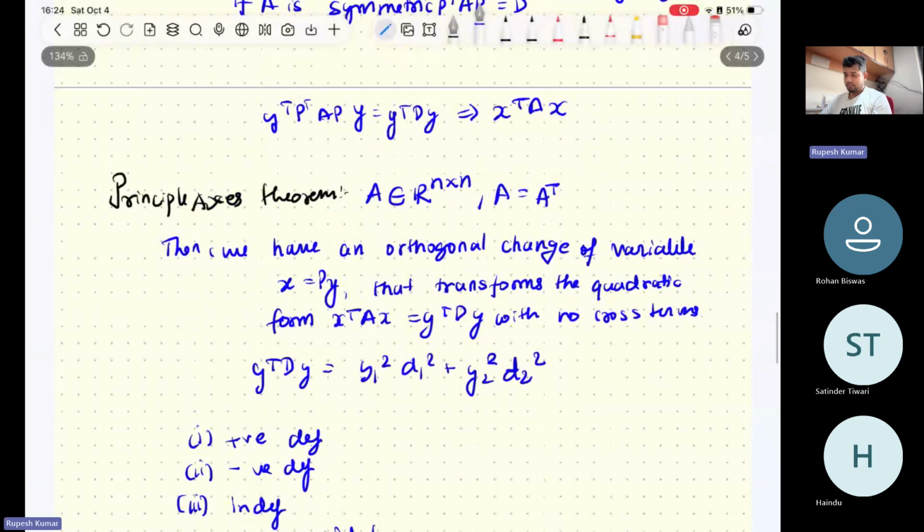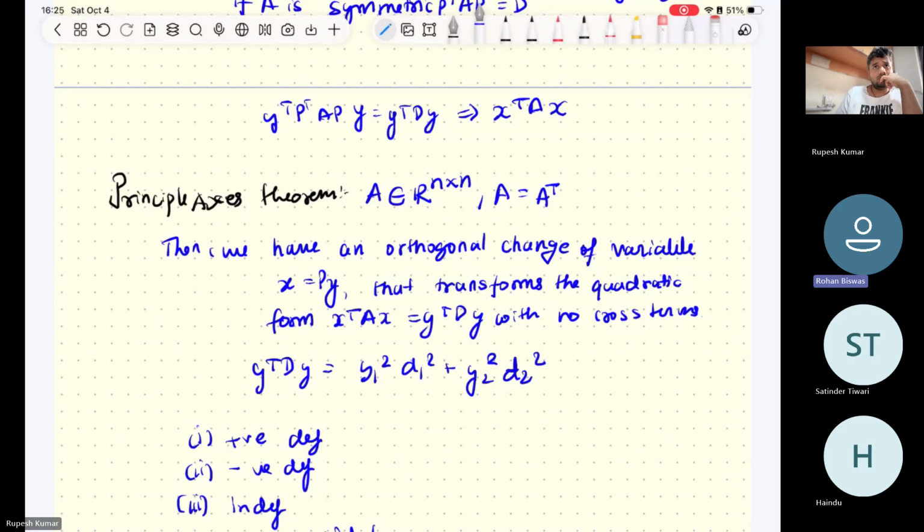Now, y transpose Dy, what is this? You simply expand it and you will see that it will be some positive quantity always, right? Is this clear, everyone? I haven't done anything. I am just stating something, just showing that this is possible if this is the case. I haven't done anything till now.